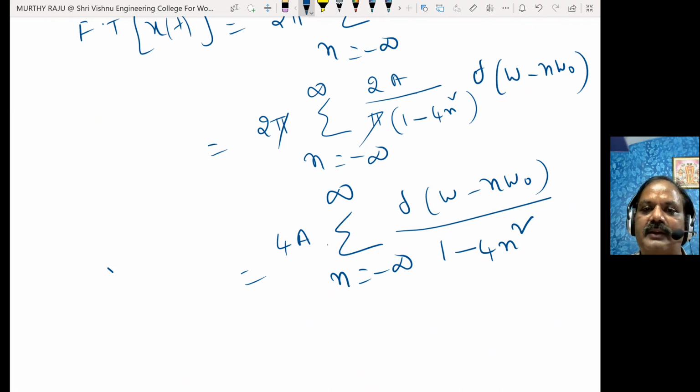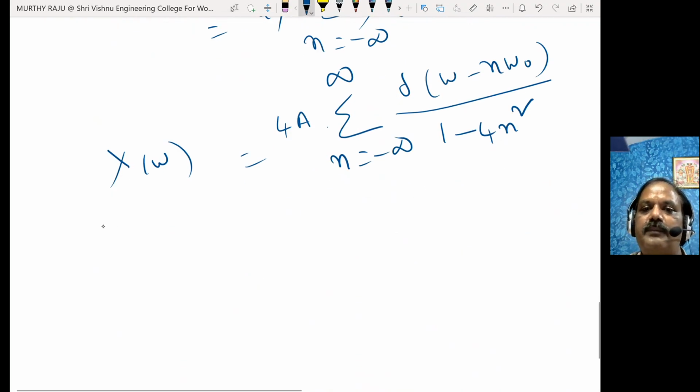Fourier transform of that full wave rectified waveform is 4a into sigma n is equal to minus infinity to plus infinity delta of omega minus n omega naught by 1 minus 4n square. N is equal to 0, n is equal to minus 1. Suppose n is equal to minus 2 here. N is equal to 1, n is equal to 2, like that.